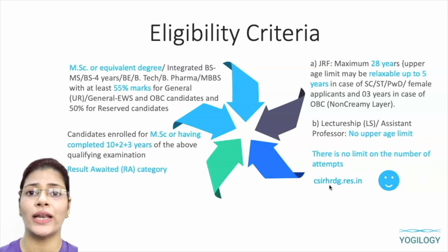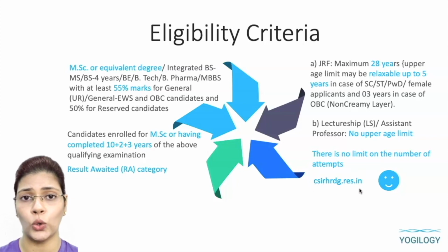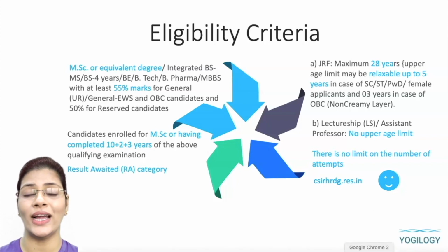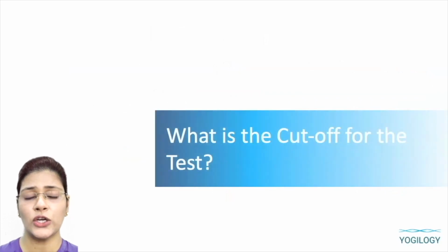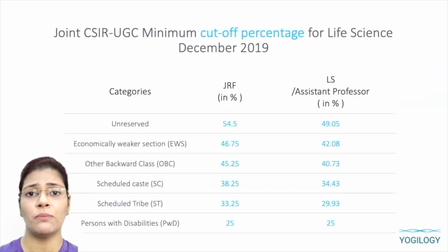How can I apply for the test? It's a total online application system. Applications are invited twice a year in the month of March and around October, and exams are conducted in June and December each year. By visiting the official website of CSIR, you can fill the online application form right away. CSIR hrdg.res.in. This is the official link. What is the cutoff for the test? The cutoff varies every year and depends on the number of fellowships available. For December 2019, the cutoff was 54.5% for JRF and 49.05% for lectureship assistant professor under reserved category.